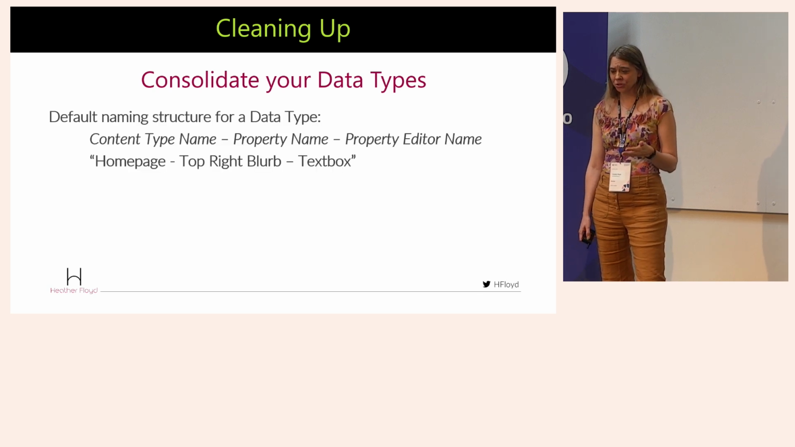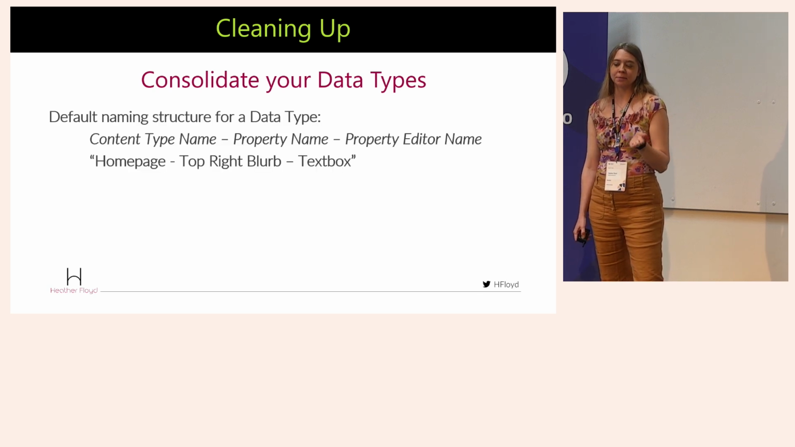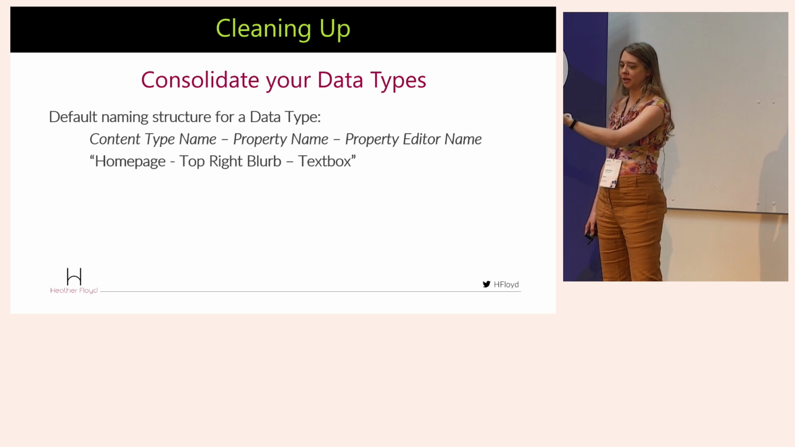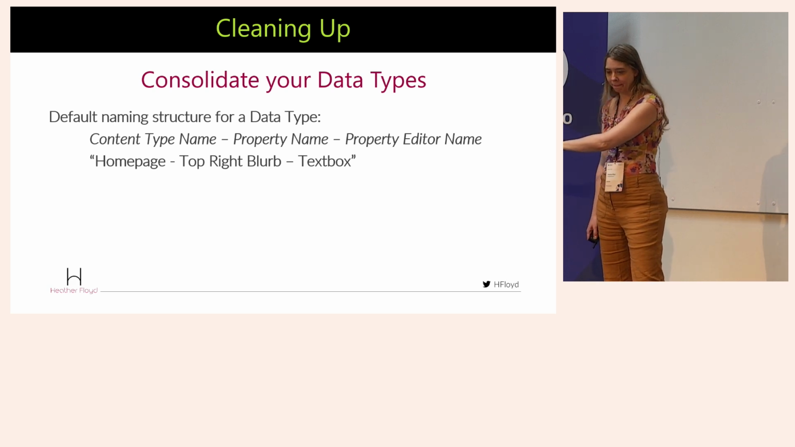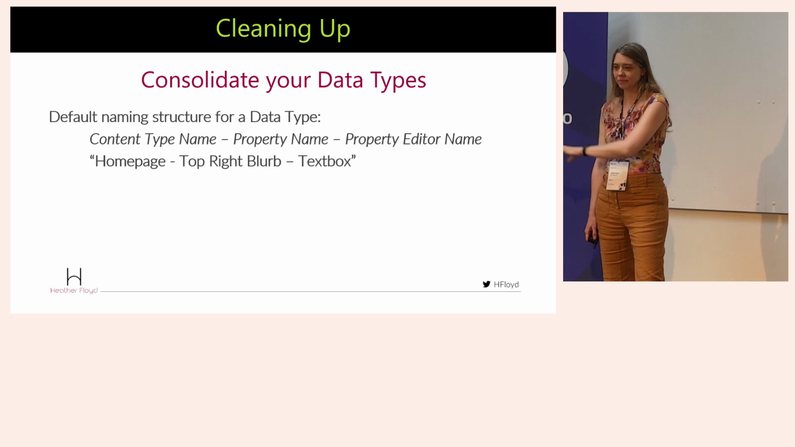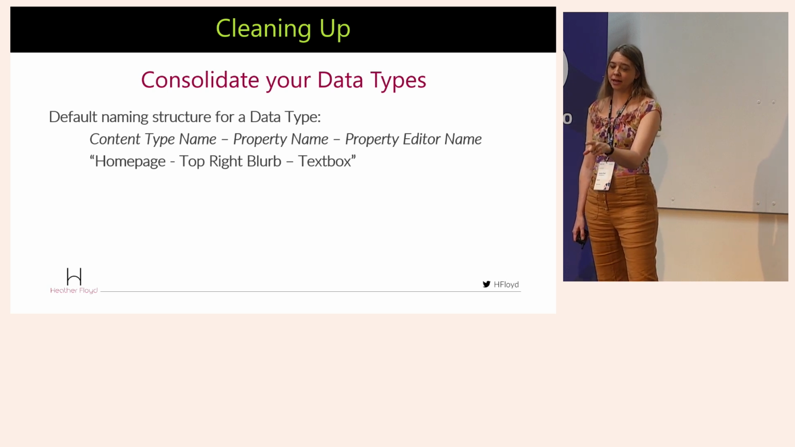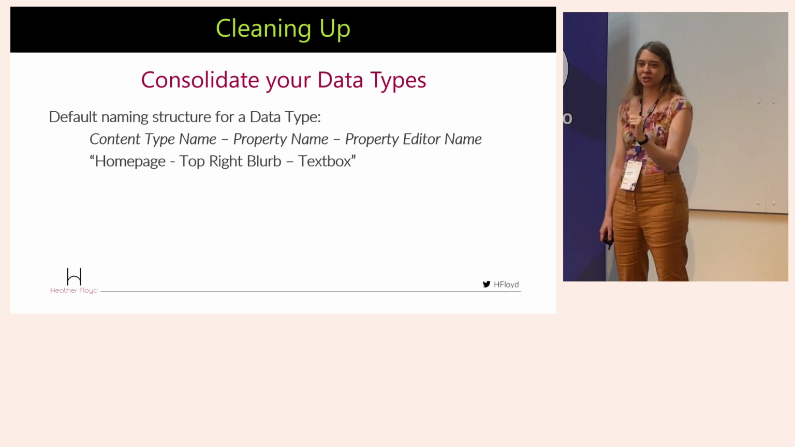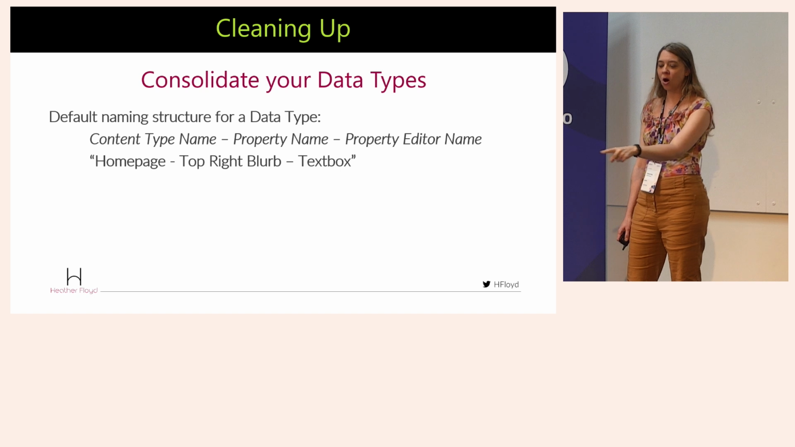So also, I don't love the default naming scheme for data types because it's like this: content type name, property editor name. And so you end up with stuff like this: homepage top right blurb, text box. And you can tell when someone had one of those sites that was prompting them to create new data types all over the place, because you've got all of these data types and they're all sorted by document type name.